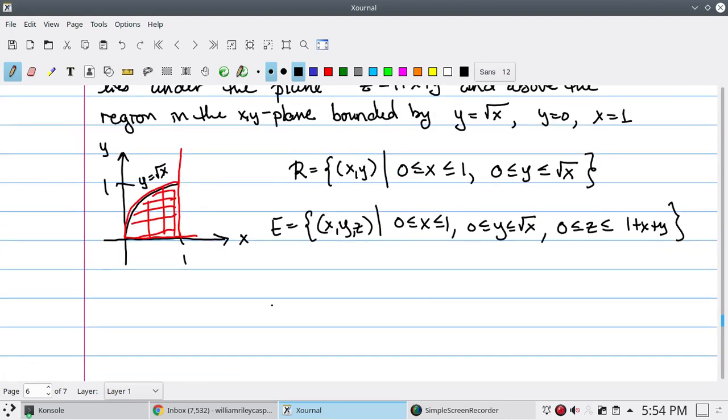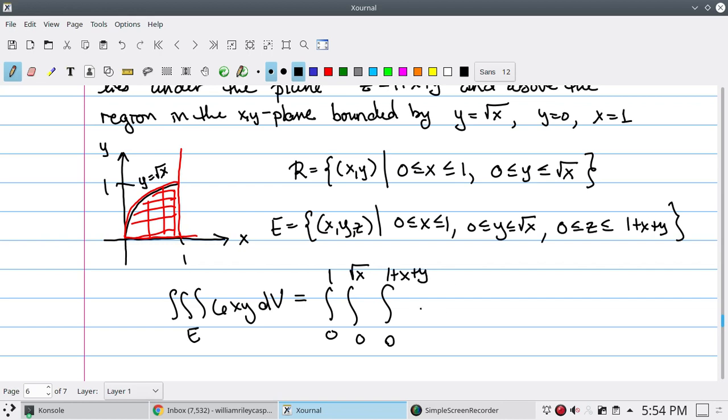Now we need to rewrite this triple integral over E of 6xy dV as an iterated integral, and we just read everything off. The set E says x is going between 0 and 1, y is going between 0 and the square root of x, and z is going between 0 and 1 plus x plus y. And I'm integrating the function 6xy, and this is dz, dy, dx.